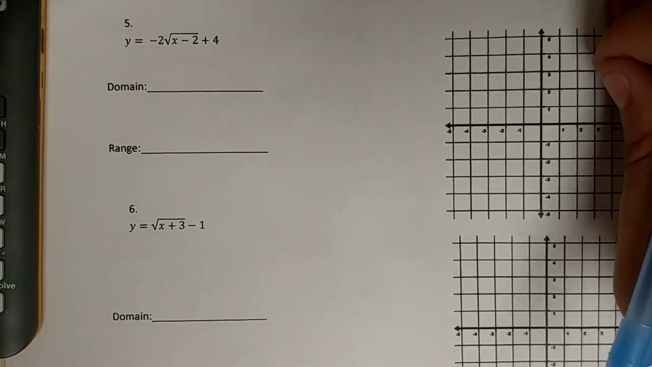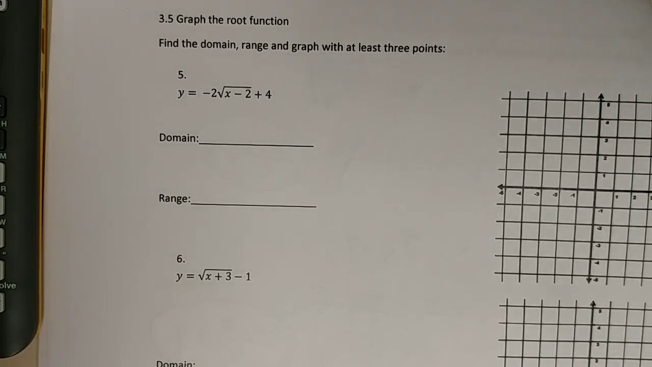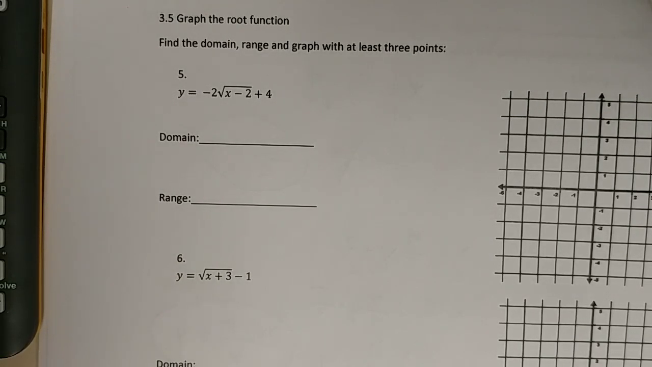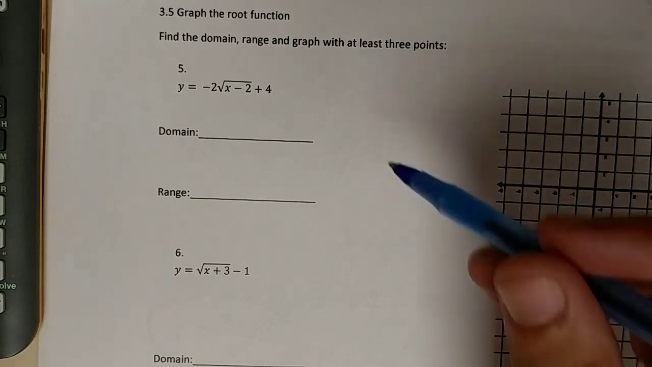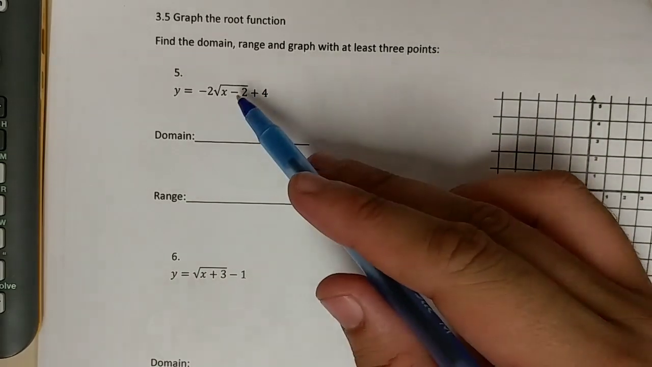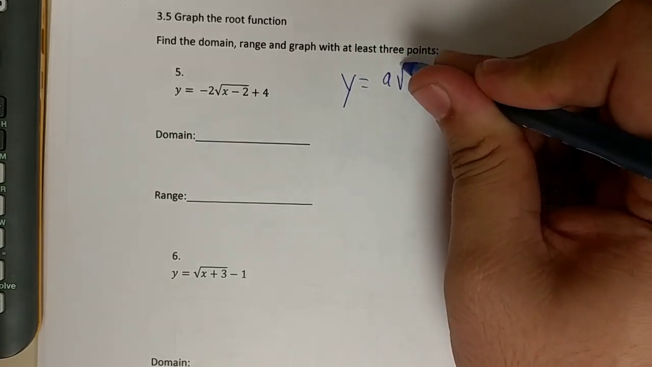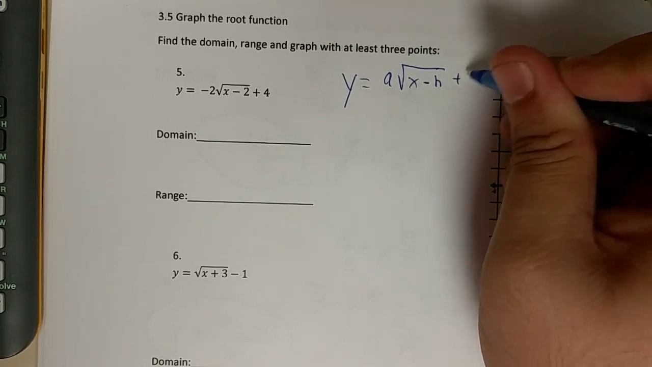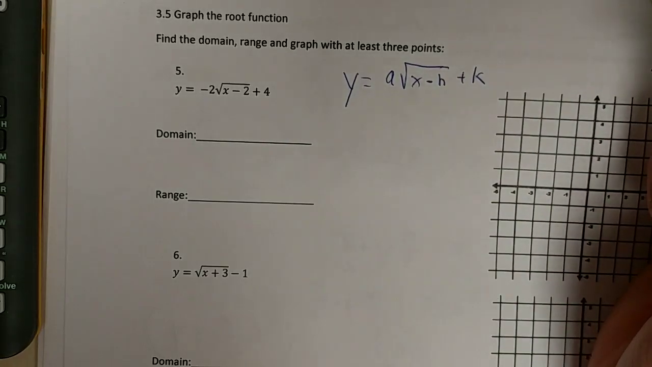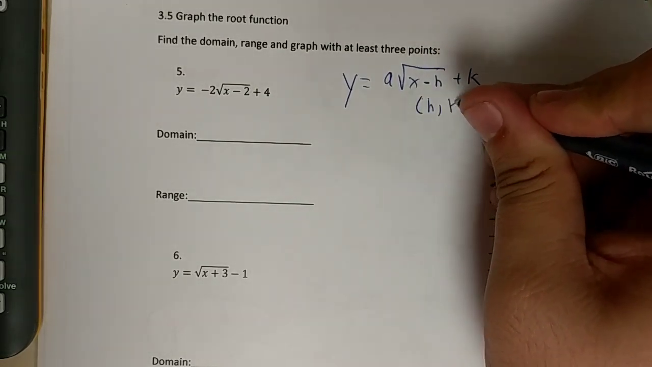Graphing and domain and range, okay? So the first one I will graph by hand, and the rest I'll do by calculator. Okay, how to graph this by hand. First, we need to find a vertex, or where our starting point is. To find a vertex, the equation looks like this: y equals a root of x minus h plus k. Hopefully the h and k look familiar to you because your vertex is h comma k.